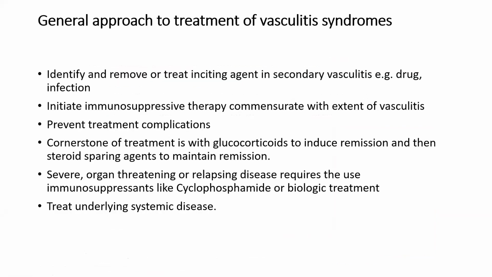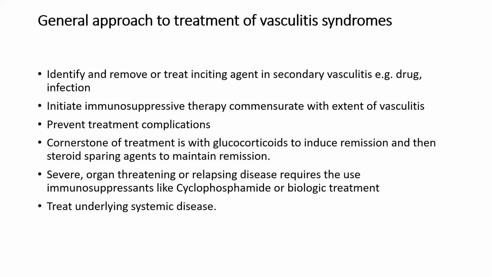So for us, what's our general approach to treatment of vasculitic syndromes? First, you need to identify and remove or treat any inciting agents. So if there's an infection, we need to treat it. If we think it's secondary to another systemic disease, you need to treat it. And if it's a drug, you need to withdraw the drug.